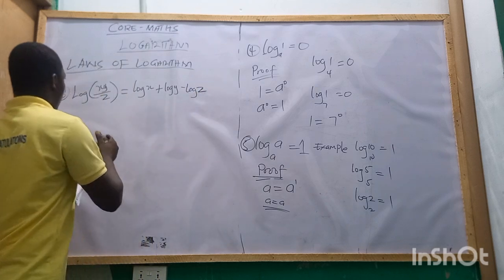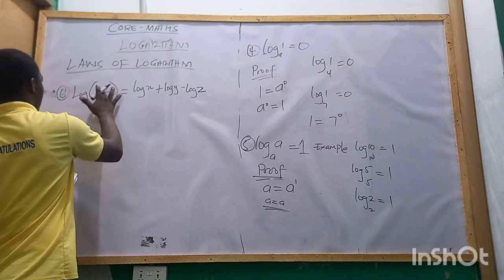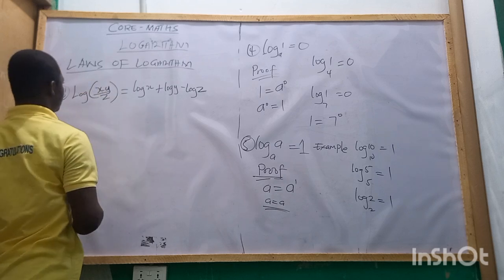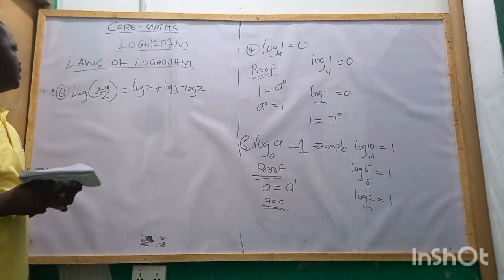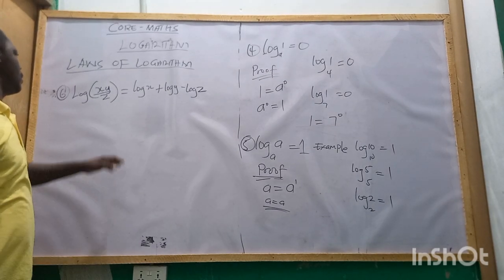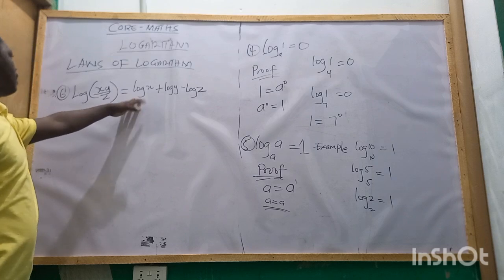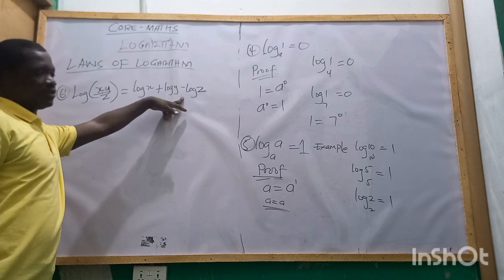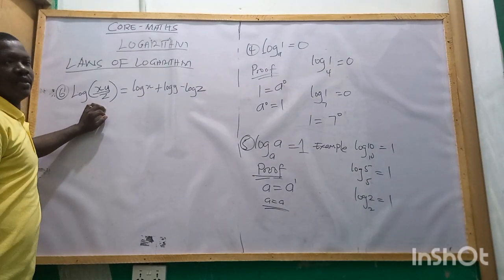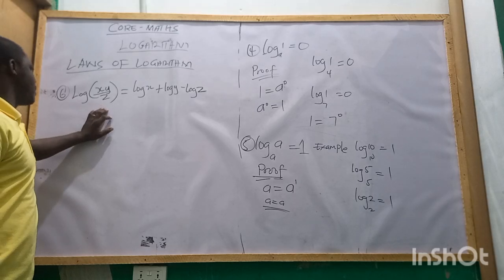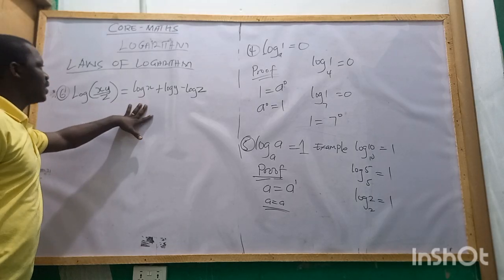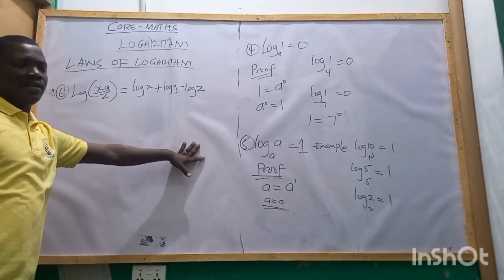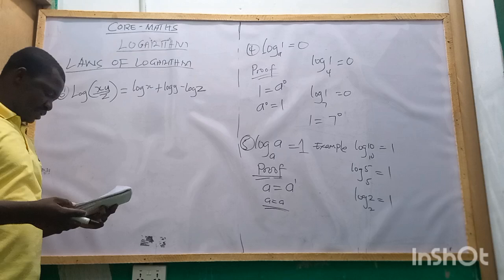So if I have the log of xy all over z, it will be the log of x plus, we talk about the product law, the log of y minus the log of what? Z. Right, so the log of x times y all over z will give me the log of x plus the log of what? Y minus the log of what? Z. Right, or z, whichever, however you say it.